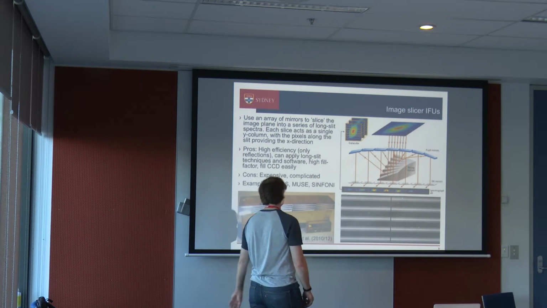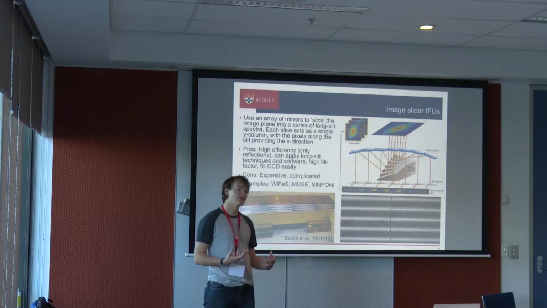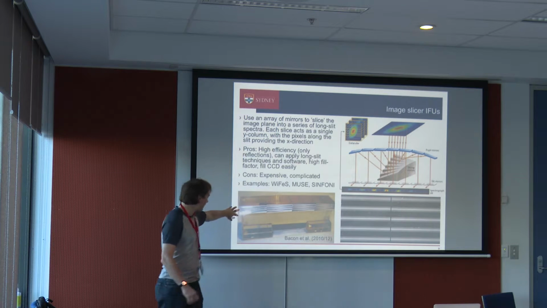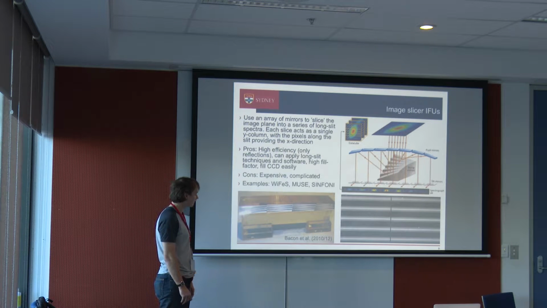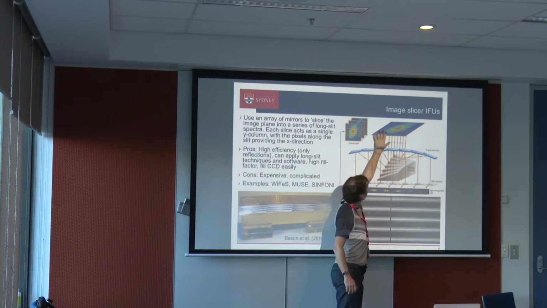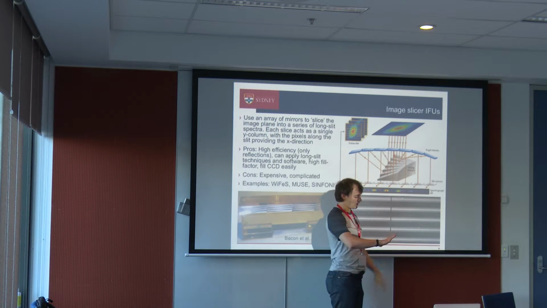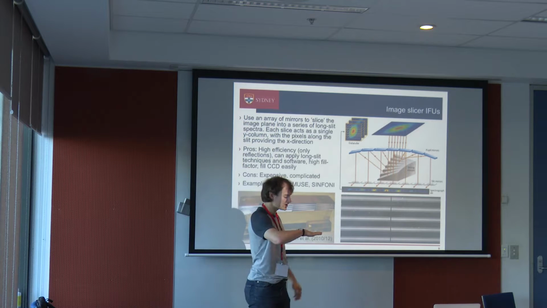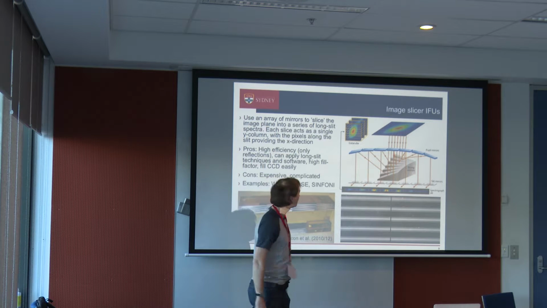Finally, image slicer IFUs. So image slicers use an array of mirrors. There's an example here. This is from Muse, which is the VLT's fancy Multi Unit Spectroscopic Explorer. Each one of these things is a mirror. So what they're doing is your image, your galaxy comes in here, hits these mirrors, and is bounced off in slightly different directions. So it's going from an image where you have everything in 2 dimensions, you're essentially pulling off a slice, moving it over here, pulling off another slice, moving it over here, pulling off another slice, moving it over here.